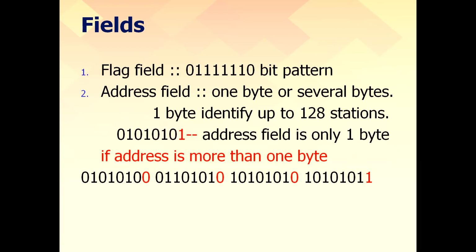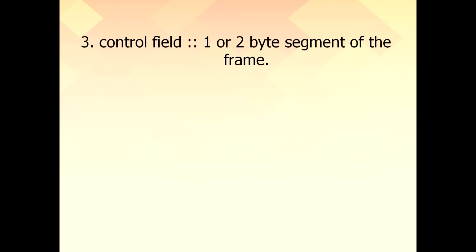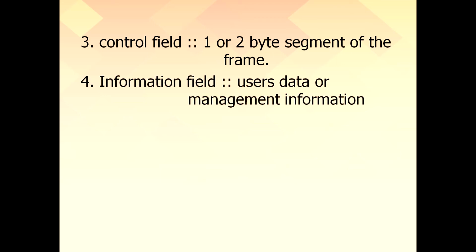Next one, control field. The control field is a 1 or 2 byte segment of the frame used for flow and error control. And next one, information field. The information field contains the user's data from the network layer or management information.